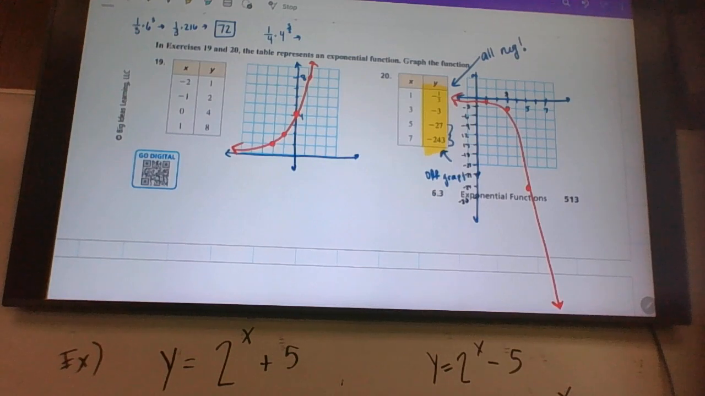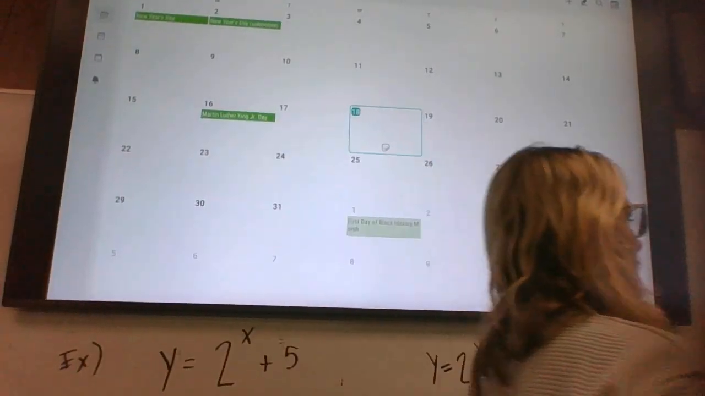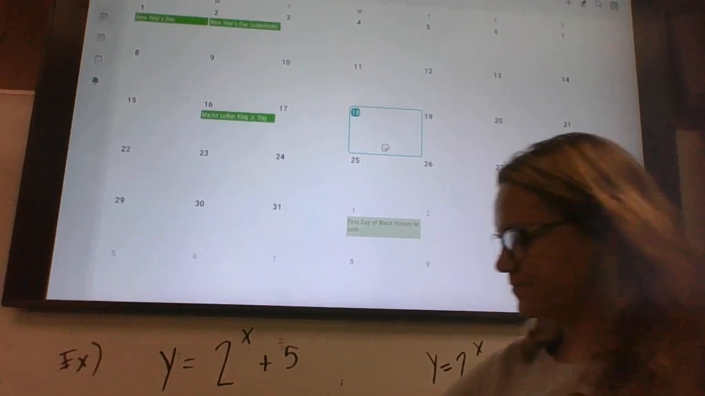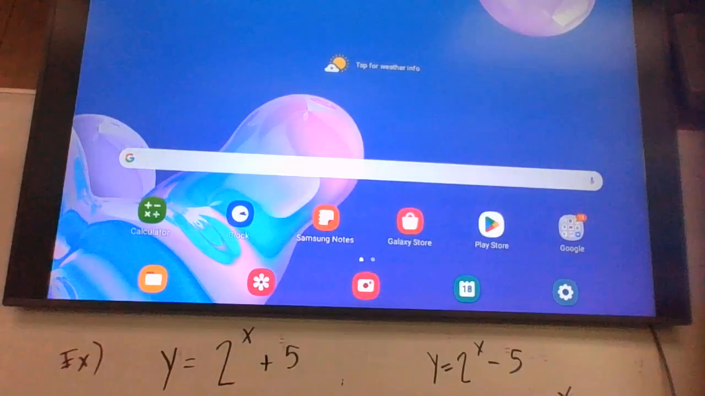Okay. So I have in this 45-minute class period, I just sketched this and told you how to. Yes, you just made the calendar pop up. Okay, thank you. Ooh, first day of Black History Month. Later.